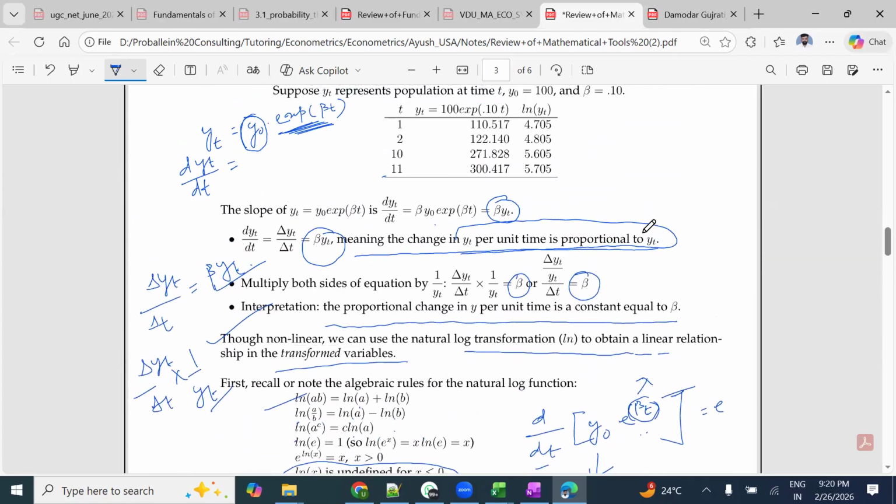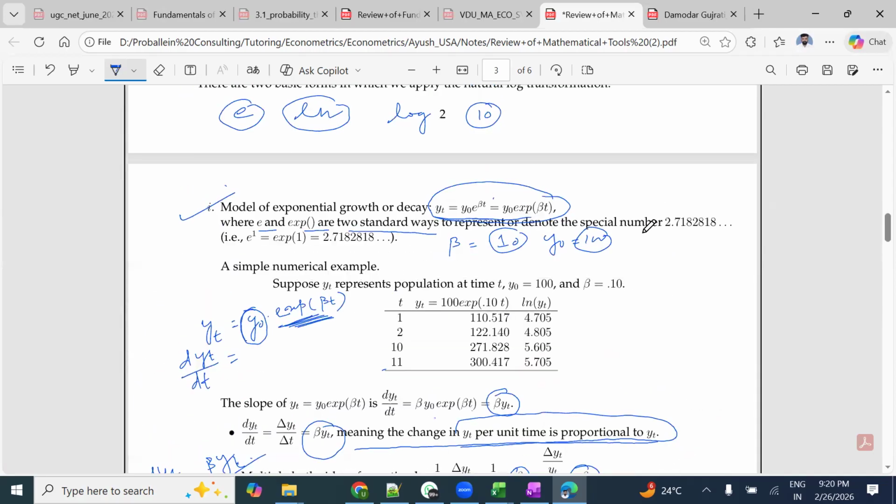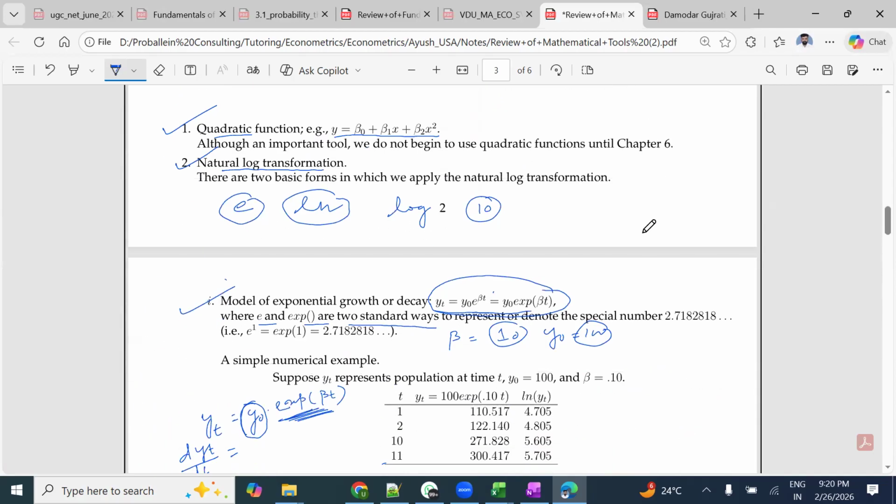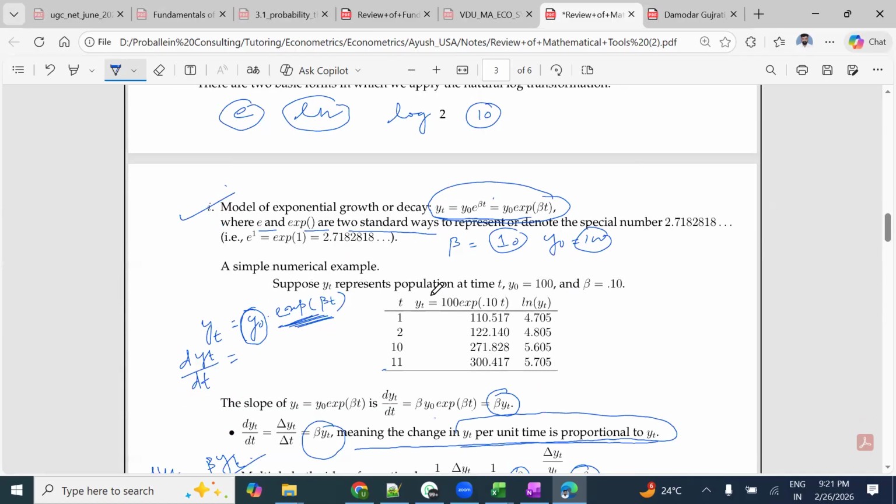After transformation, what has happened? We have converted it into log. Means after we use the natural log transformation, what has happened? You just see beta will be this constant. This thing we did, right?